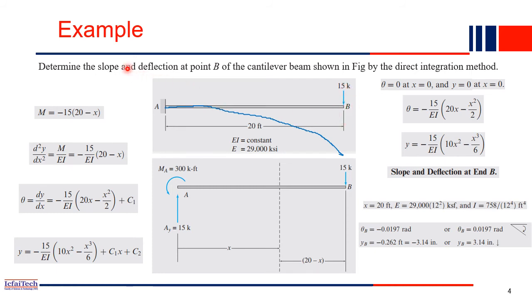So what is the question? The question is, you have to find out the slope and deflection at B. So at this point, right? And this is the elastic curve we have drawn, just by looking at it.